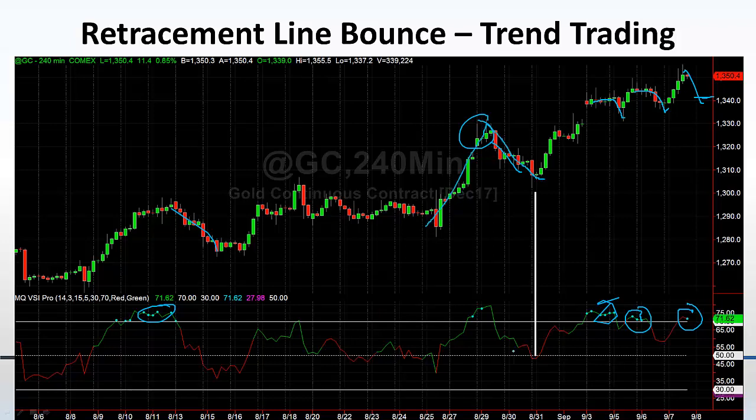We start pulling back down. Trend is up. We hit the retracement line. Once we've tagged the retracement line, then we look for a break of the previous bar's high for our long entry. And we should see immediate follow through back in our direction.